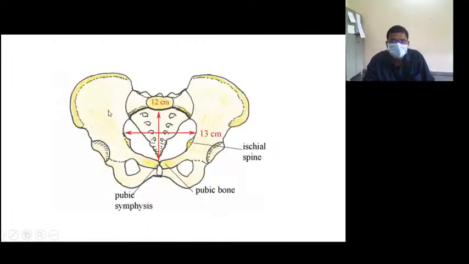Now let us go to the dimensions. Generally in the male pelvis, you can see that the transverse diameter is a little bit larger than the vertical diameter. The transverse diameter is around 13 centimeters and the vertical is 12 centimeters. The vertical plane extends from the sacral promontory to the upper margin of the pubic symphysis, whereas this 13 centimeter transverse diameter is the largest diameter present within the pelvis.